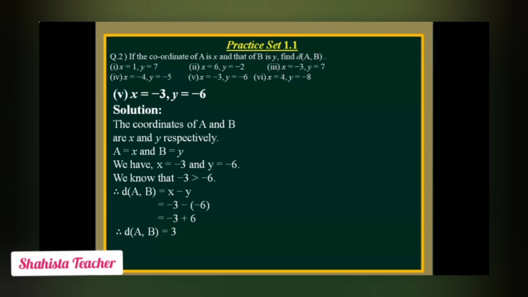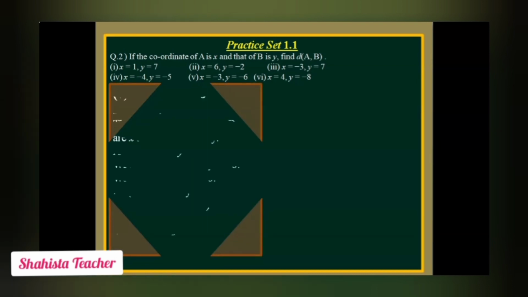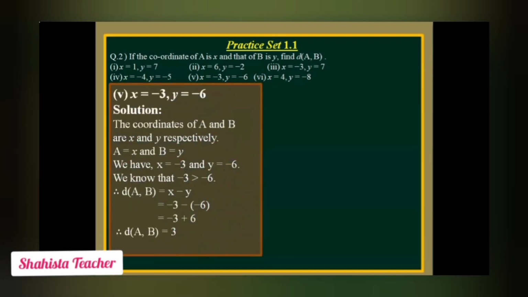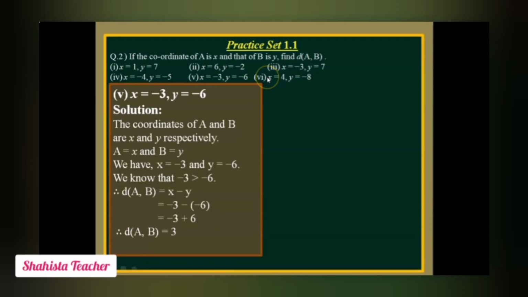Is that clear? So here distance of A comma B, sub question 5, x is equal to -3, y is equal to -6, where distance of A to B is 3. So students, in this way we finish sum number 5, that is distance of A to B is equal to 3. Now students, let's solve the last sub question, that is sub question 6. Now here x is equal to 4 and y is equal to -8.